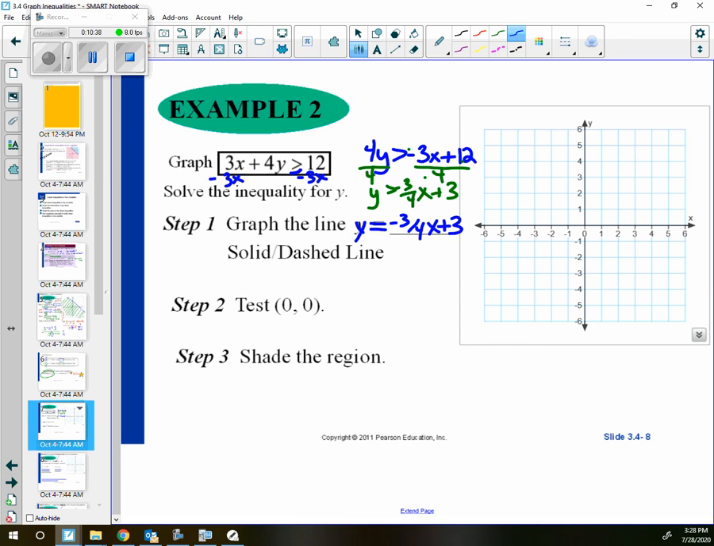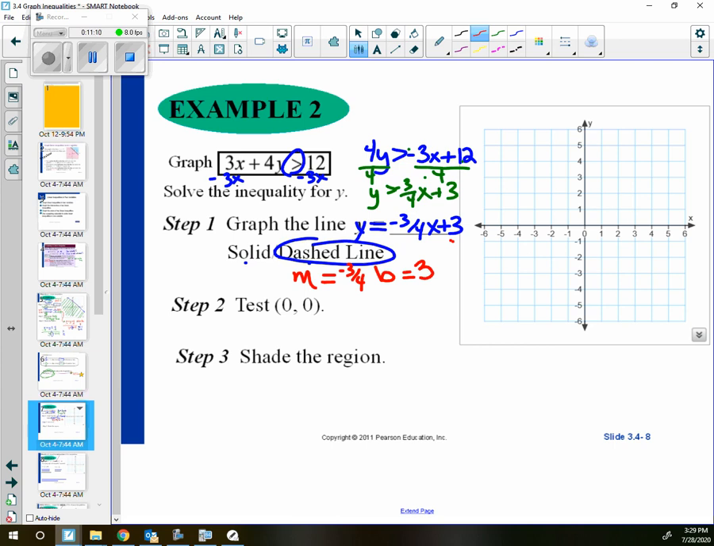Now, because this is strictly greater than, will it be solid or dashed? Is the line included or not? Well, there's no equal to, so it's going to be dashed. So when I graph this boundary equation, it's going to be dashed. Because I solved it for y, I'm using the slope-intercept version for graphing. My intercept, y equals mx plus b, would be the 3, and then my slope would be negative 3/4. So to graph, go ahead and pause the video for a sec. See if you can graph that.